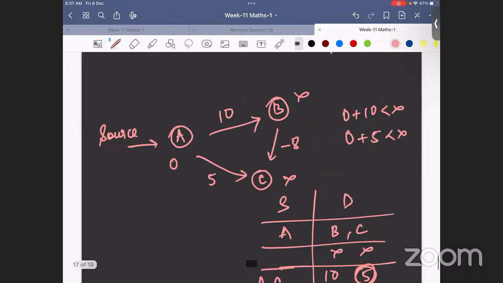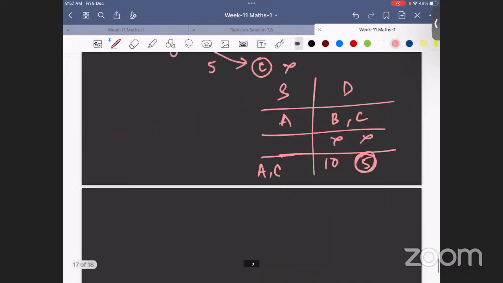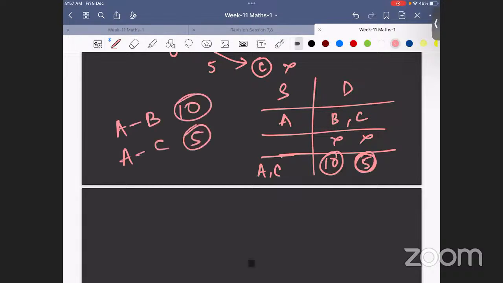So if you are using only AC, you can't reach B with less than 10, because you have to go directly from A to B. So this was also fixed. Now, the algorithm that you have used was saying that you can reach from A to B with 10. This is the minimum one, and A to C is 5. This is the minimum one.